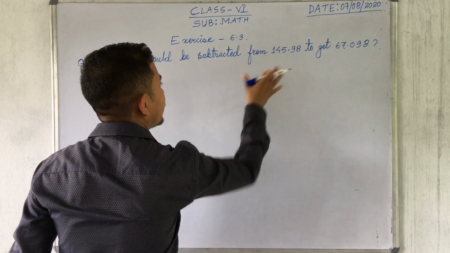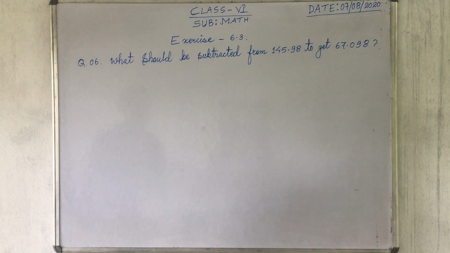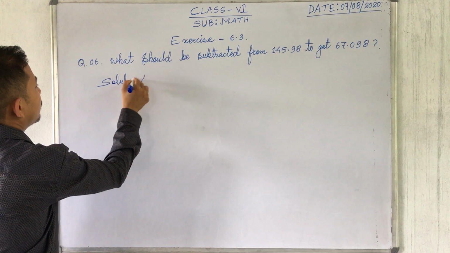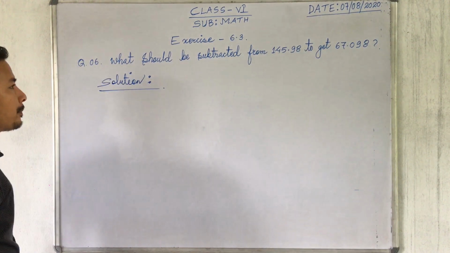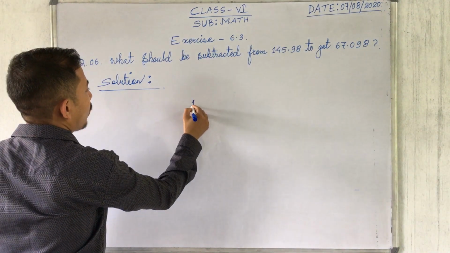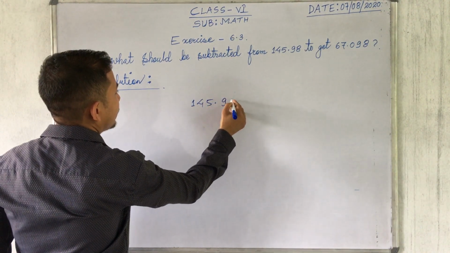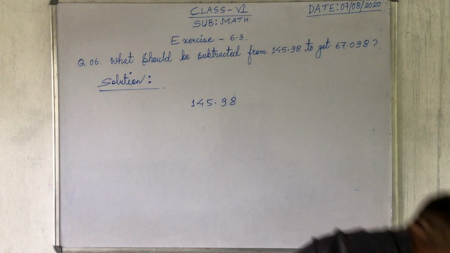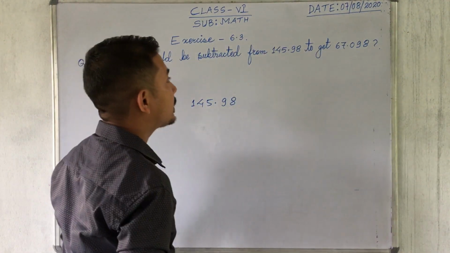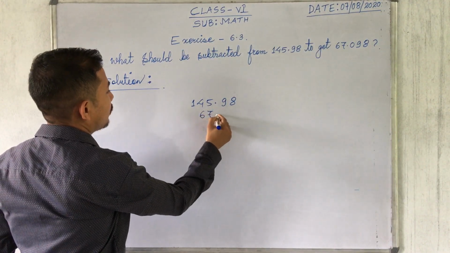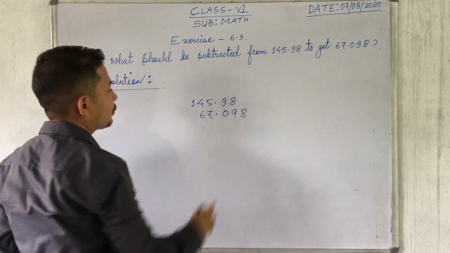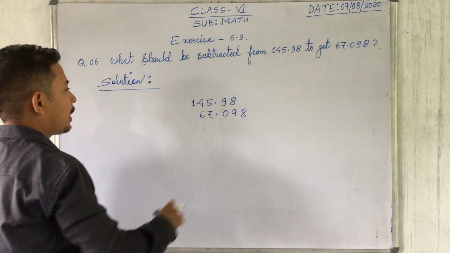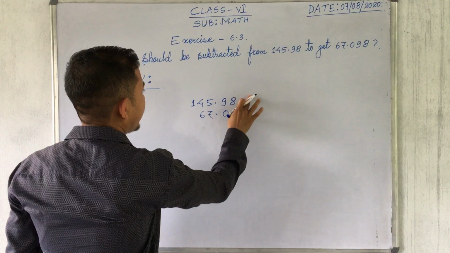Here we have two decimal numbers. Solution: the first number is 145.98, and the second decimal number is 67.098. One thing you must remember, we have to put the decimal points in the same line. After the decimal point in 145.98, there is no third digit.